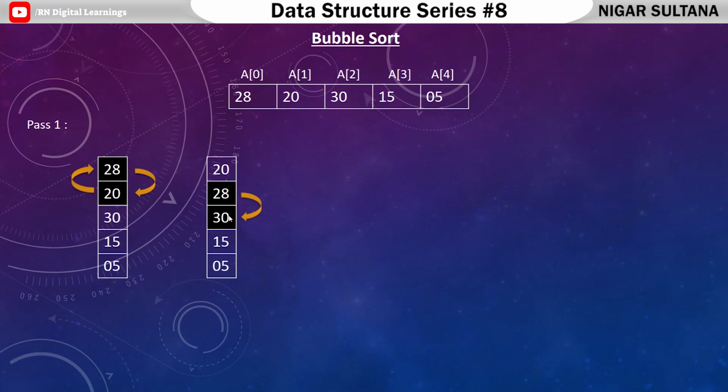Is 28 greater than 30? No. If it's greater than 30, then I must swap. So here in this round, it's not greater than the third element. So no need of swapping. Next, again compare the third element with the fourth element. If the third element is greater than the fourth element, there is a need of swapping. 15 goes up and 30 comes down.